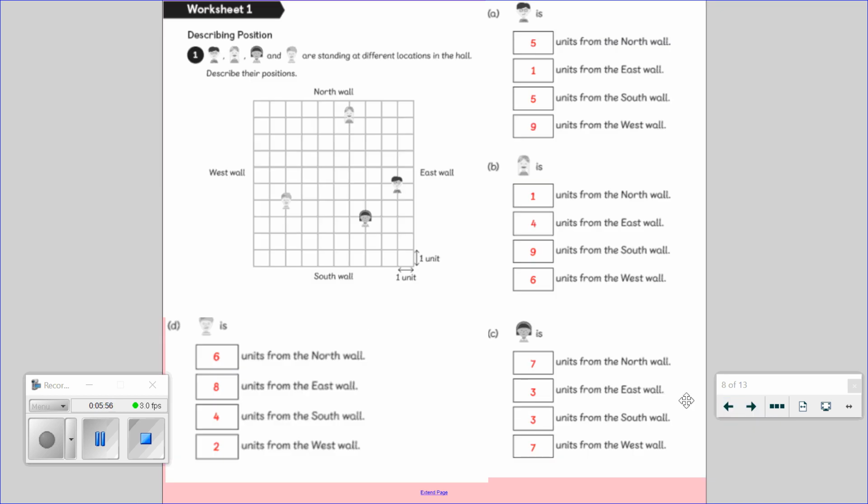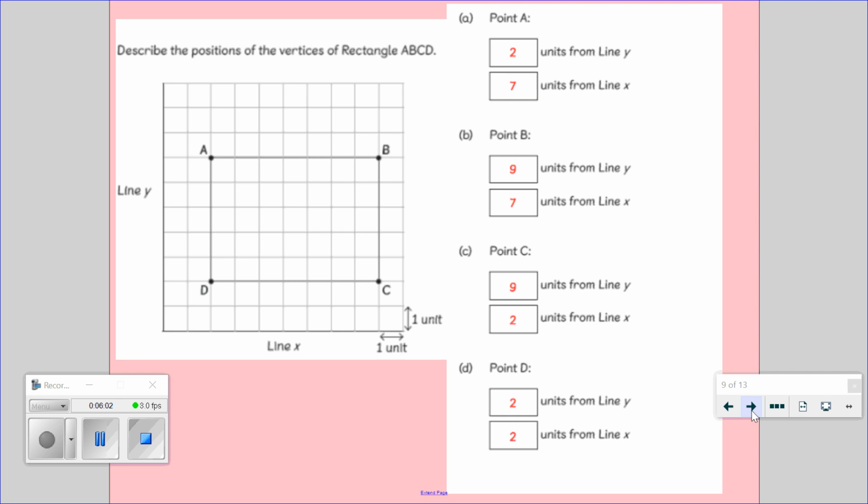So here are the answers for question 1. And here are the answers for question 2.